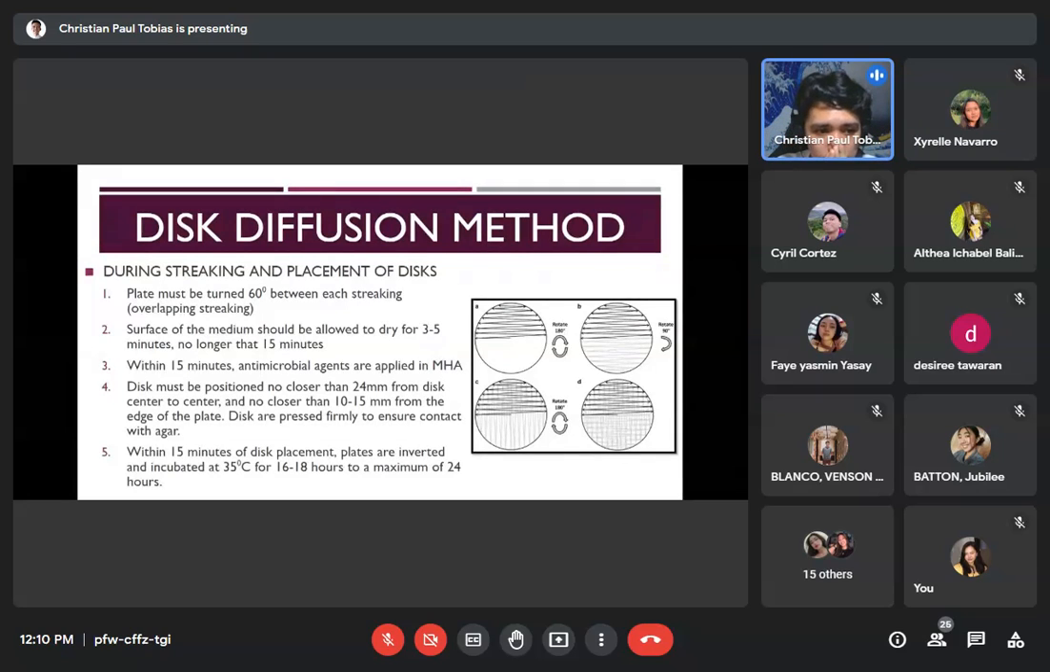Okay, disks must be positioned no closer than 24 millimeters from disk center to center. When we say center to center, kunwari, ito yung antimicrobial disk. This is the center. Then another disk. This is the center. So, ang center to center is from here to here. Ang dapat layo ay 24 millimeters. So, discs are pressed firmly to ensure contact with agar. Within 15 minutes of disc placement, plates are inverted and incubated at 35 degrees Celsius for 16 to 18 hours, to a maximum of 24 hours.